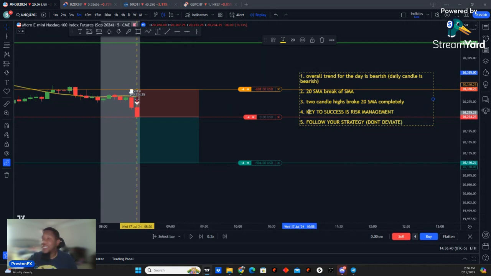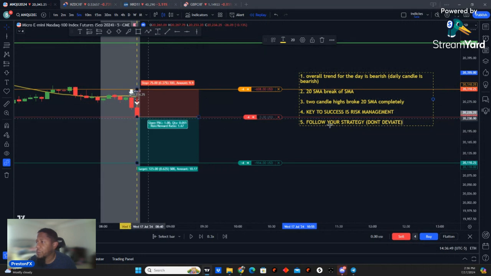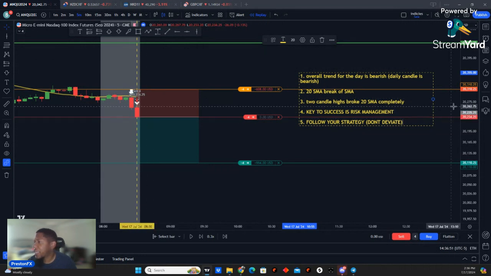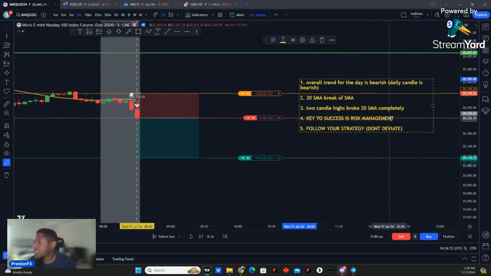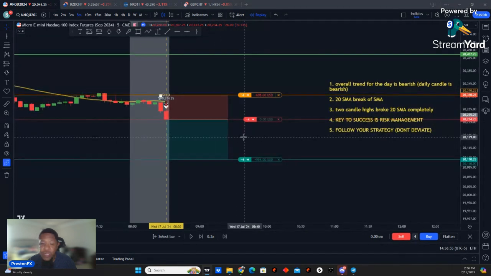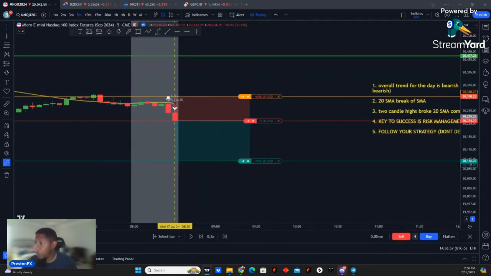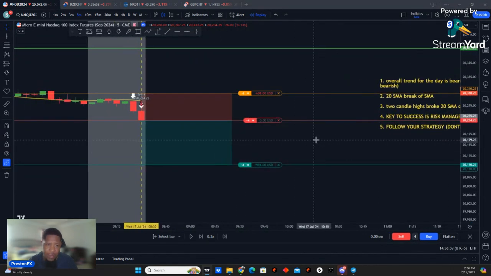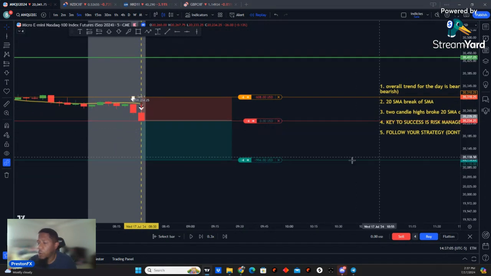Looking at the overall trend, the day is bearish. The daily candle is bearish. 20 SMA, break of the SMA is two candle highs, which we have here. It broke the SMA completely. Key to success is risk management. Follow your strategy. Don't deviate. Also, make sure you backtest this. You don't believe me? I backtest this a lot. If you don't believe the strategy, it's okay. Just continue to backtest and see, because what I see, you might not be able to see, and vice versa.